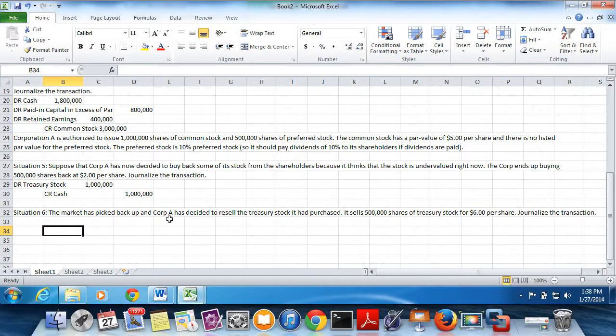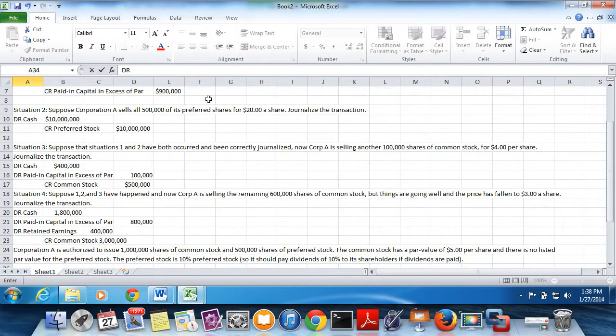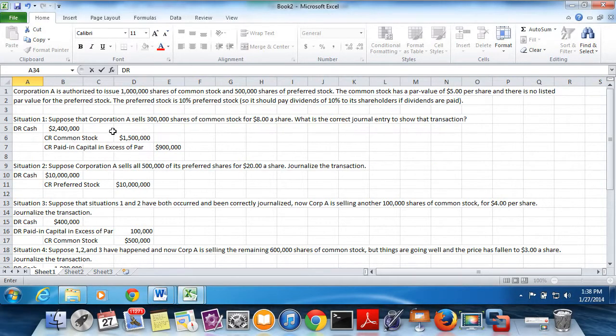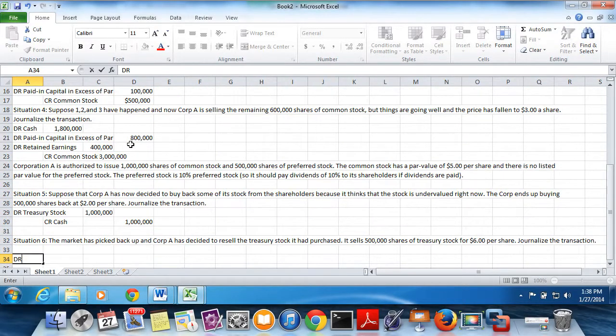So jumping down to situation 6 here, this is when these shares we're holding right now, all of a sudden, like this situation says, the market's heating back up. We've decided to sell these shares again. So this is very similar to selling common stock with a par value, like we did up in the first transaction. Okay, so it's going to look very similar to that. Of course, since this is treasury stock now instead of common stock, it will have some slightly different names.